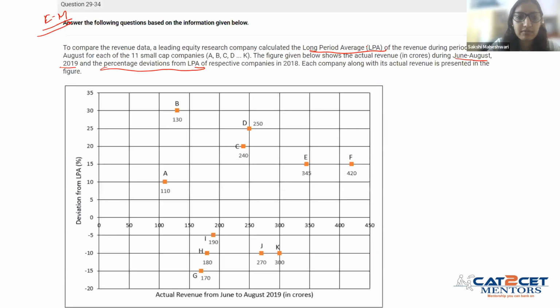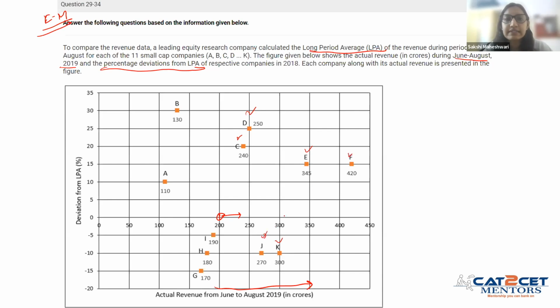So 200 crores or more. See, this is the actual revenue. So more than 200 CR, like from here. So how many companies are there? 1, 2, 3, 4, 5, and 6.